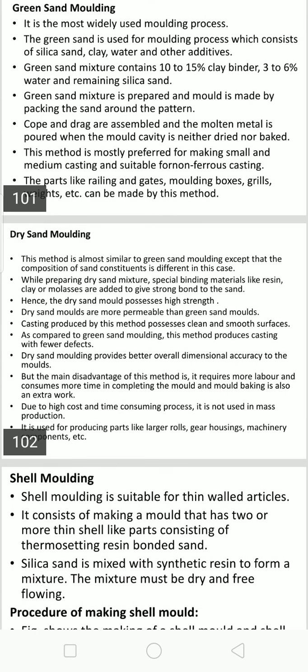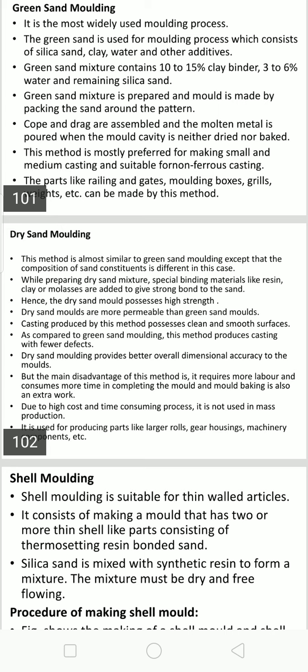Compared to green sand molding, this method produces castings with fewer defects. Defects are minimum also because we are drying this mold. When moisture comes in contact with the hot molten metal, many defects arise. This tendency is not available with dry sand molding.